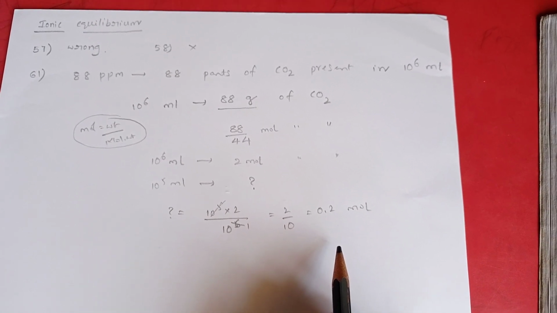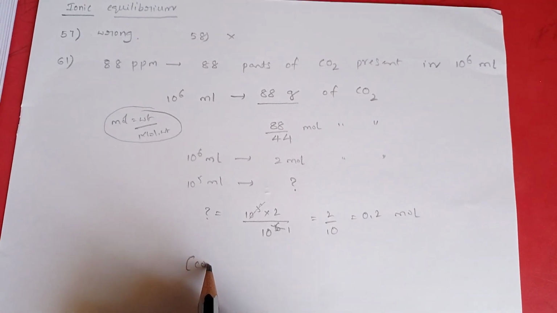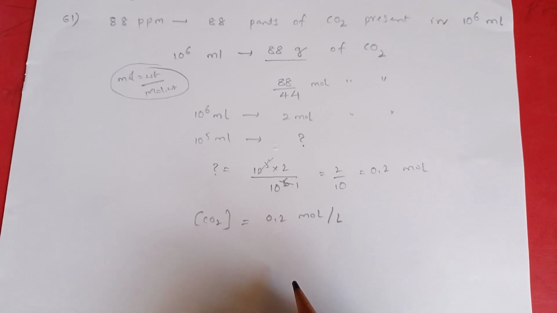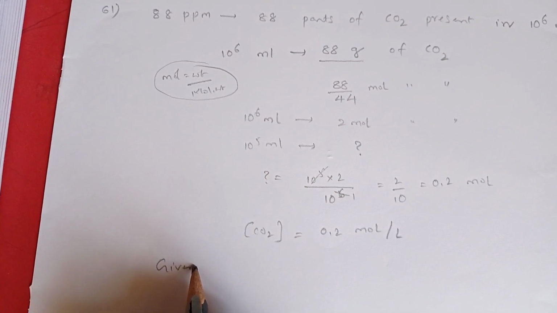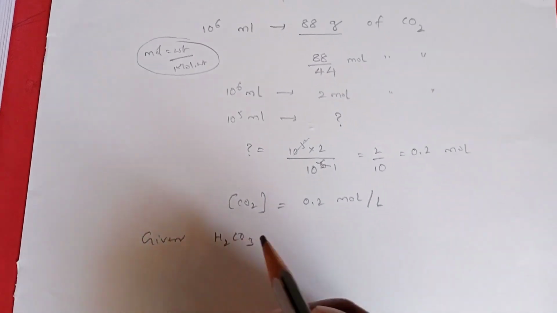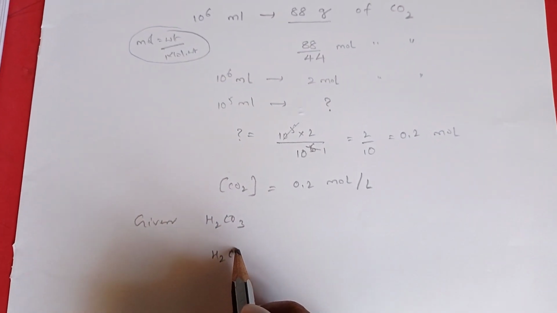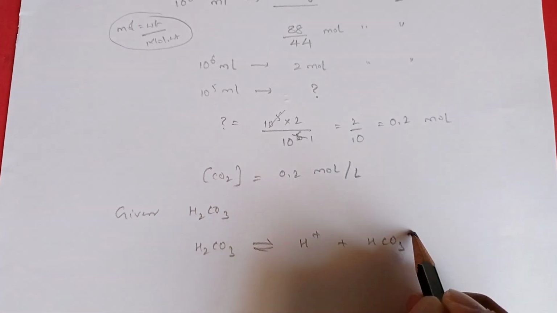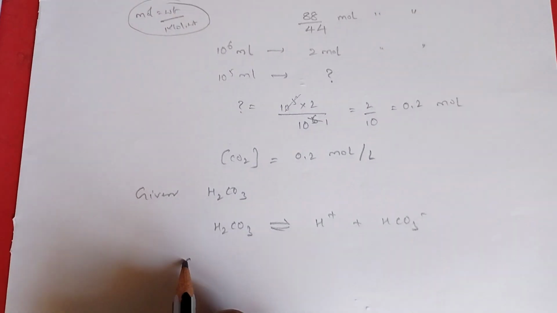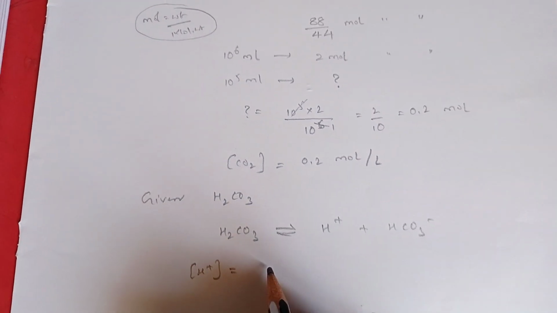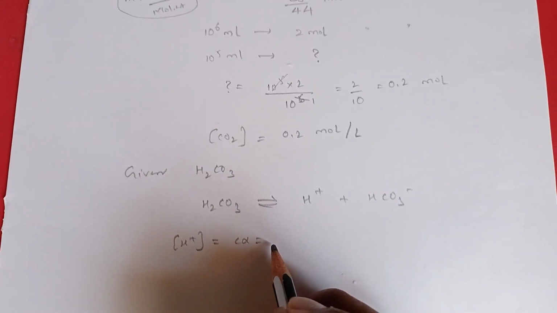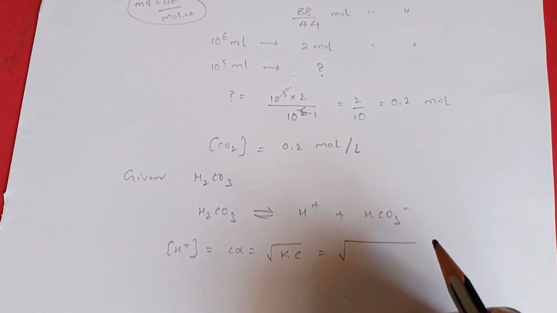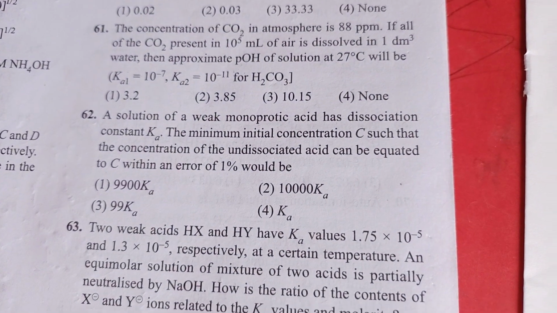0.2 moles are present. So the concentration of carbon dioxide is equal to 0.2 mole per liter. Okay, and the given one is H2CO3. So H2CO3 means how is it dissociated? H2CO3 is dissociated as H plus plus HCO3 minus. Then concentration of H plus is equal to, what is the formula? Actually C alpha is equal to root over Kc. So K value is given in the problem.